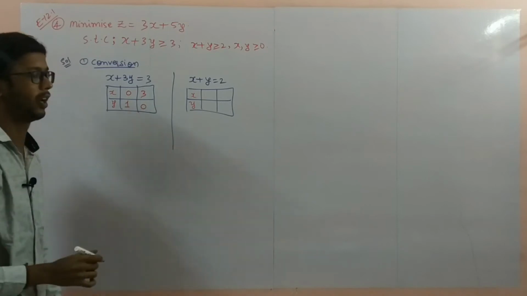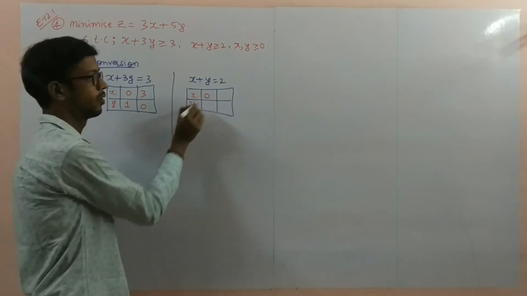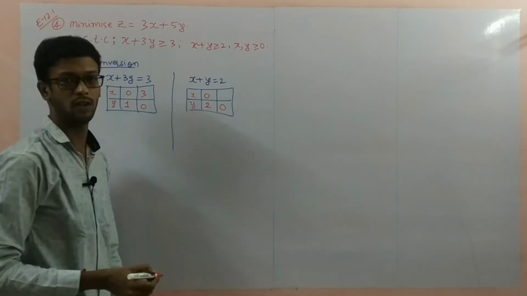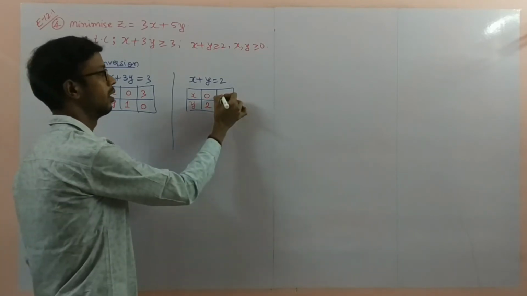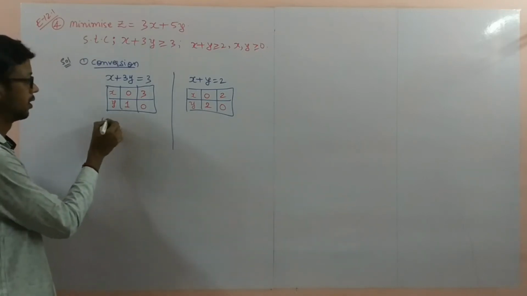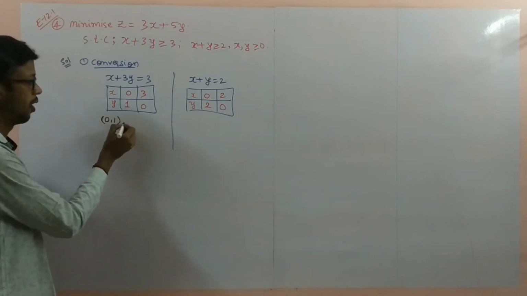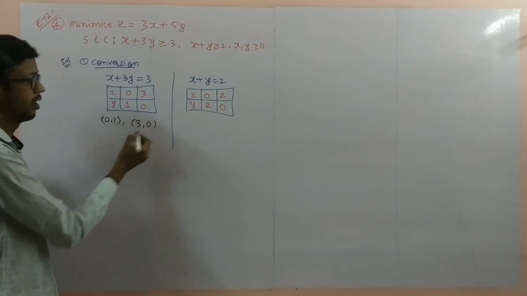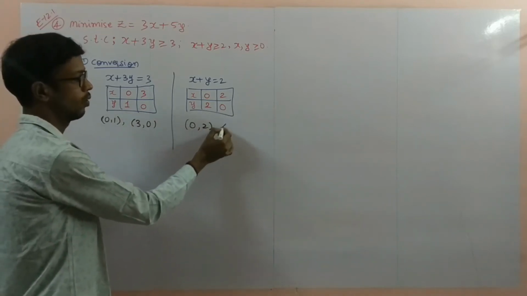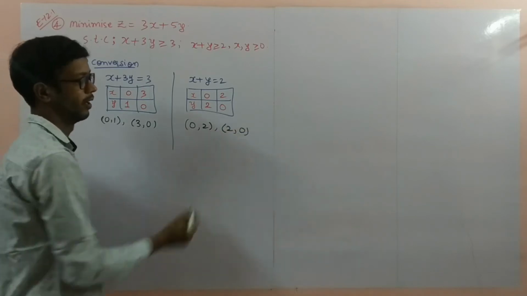Y equal to 0 substitute, x equal to 3. X equal to 0 substitute, y equal to 2. Y equal to 0 substitute, x equal to 2. So the points are here: 0 comma 1 is one point, 3 comma 0 is another point, and on the next side, 0 comma 2 and 2 comma 0 are the points.